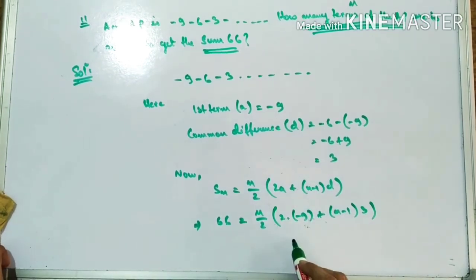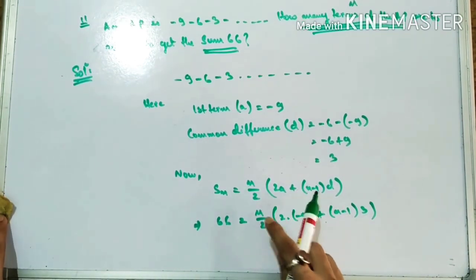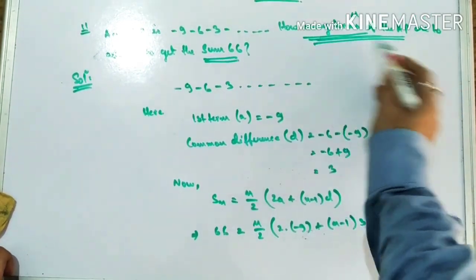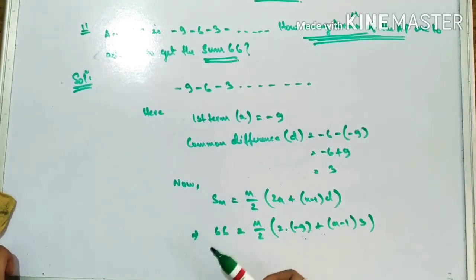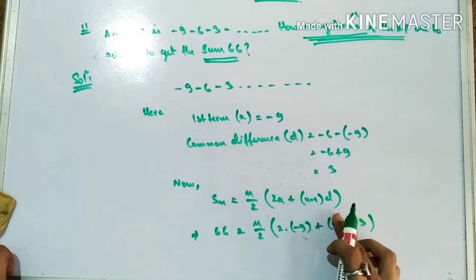Now what do I have to find here? I have to find this small letter n, the number of terms of the AP. It is given by small letter n. So in here I have to find the small letter n. You understand? This small letter n I have to find.